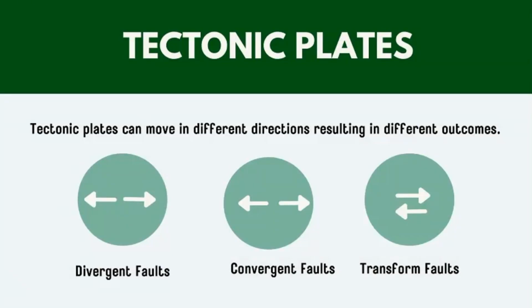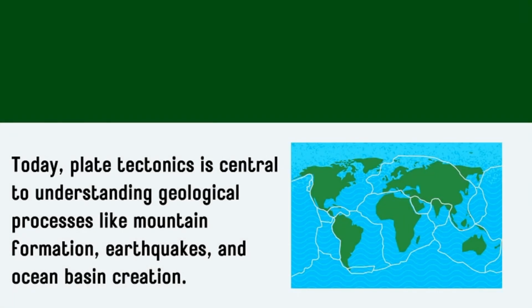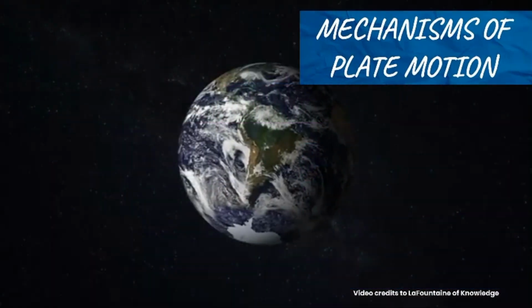This theory explains that Earth's lithosphere is broken into tectonic plates that move due to mantle convection, forming divergent, convergent, and transform boundaries. Key evidence includes earthquake patterns, volcanic activity, and direct measurements of plate movement via GPS. Today, plate tectonics is central to understanding geological processes like mountain formation, earthquakes, and ocean basin creation.